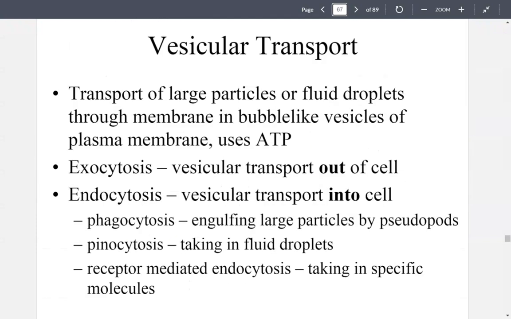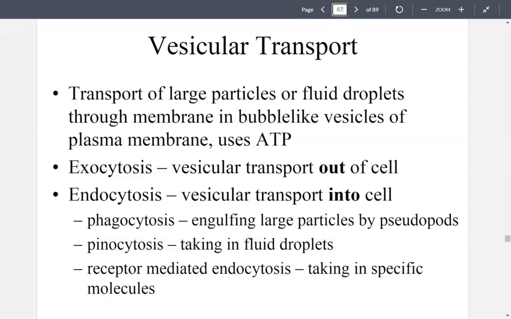All right, then the second form of active transport is vesicular transport. Basically, large particles are surrounded by a membrane in a bubble-like vesicle that allows for that vesicle to merge with the plasma membrane via the use of energy, allowing things to enter or exit the cell. If it is moving out of the cell, we call that exocytosis, and if it's moving into the cell, we call it endocytosis. Phagocytosis is a form of endocytosis.